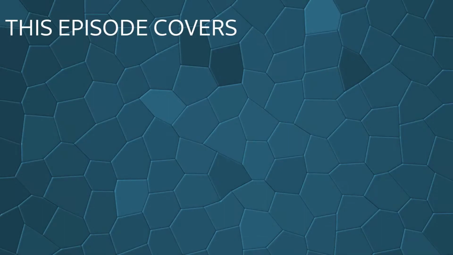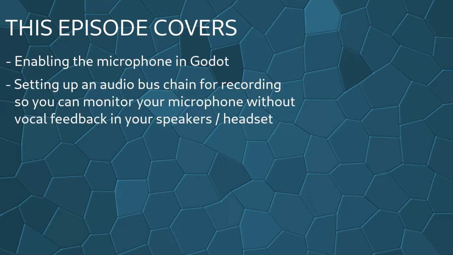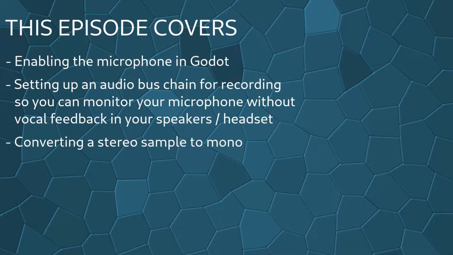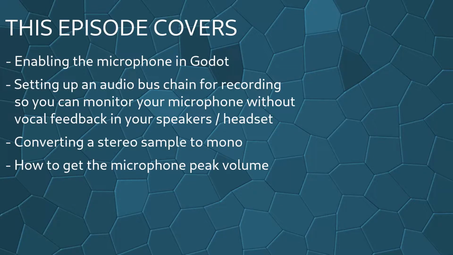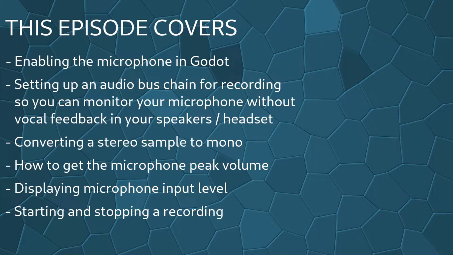In this episode you will learn the following: how to enable the microphone in the Godot engine, how to set up an audio bus chain for recording so you can monitor your microphone without having vocal feedback in your speakers or headset. You're also going to learn how to convert a stereo sample to mono and how to get the microphone volume peak levels. You will also learn how to display the microphone input levels as bars on the screen, how to start and stop a recording, and finally, playing back the recording as mono.